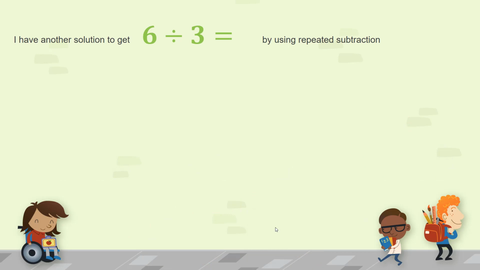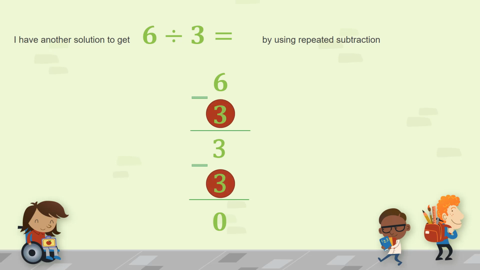I have another solution to get 6 divided by 3 by using repeated subtraction. Let's say 6 divided by 3, so I can say 6 minus 3 is equal to 3. Subtract again 3 from 3 is equal to 0. How many times did I subtract 3 from 6? I subtracted 3 from 6 two times, so my result is 2.